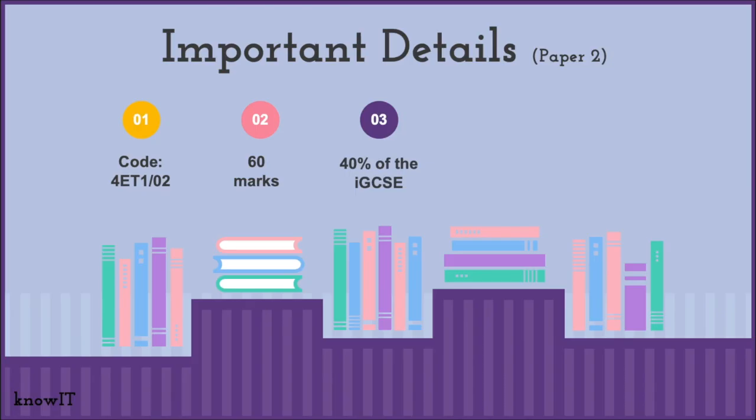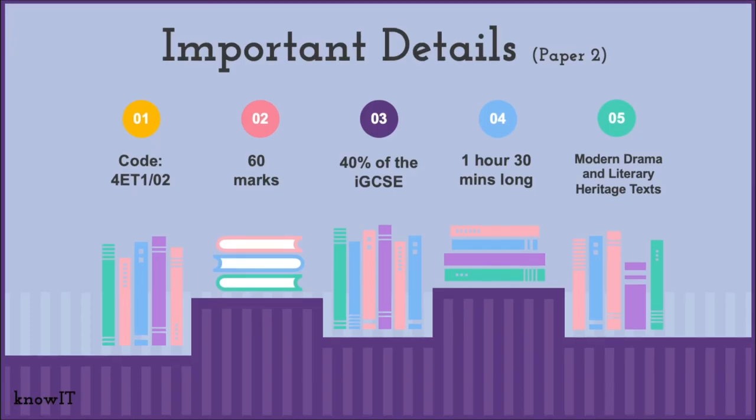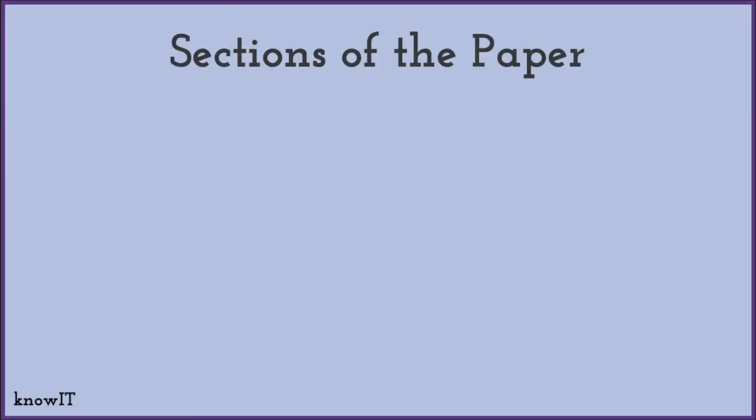As you can see, paper 1 weighs more in your total Literature iGCSE. Nevertheless, it's important to pay attention to this paper and prepare for it equally well. This paper lasts for 1 hour 30 minutes, also lesser than the previous paper. Lastly, the paper is called Modern Drama and Literary Heritage Texts, which is what will be assessed. Next, we move on to the sections of the paper as usual.